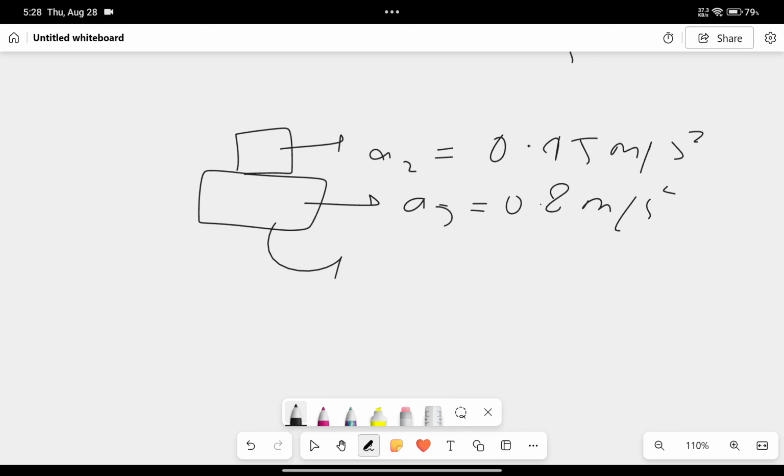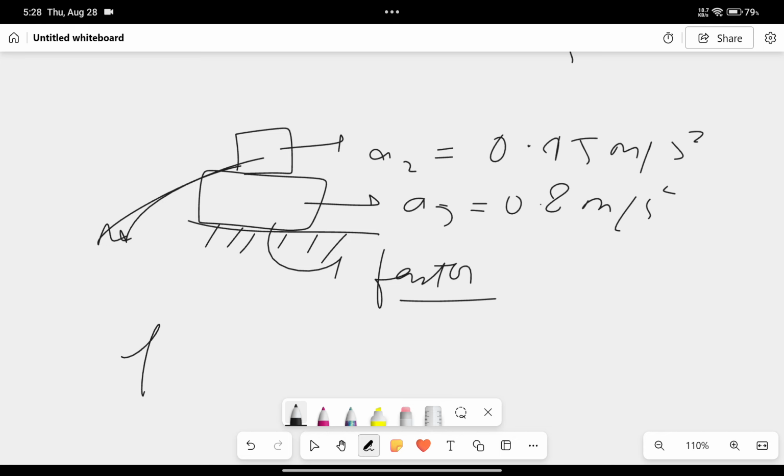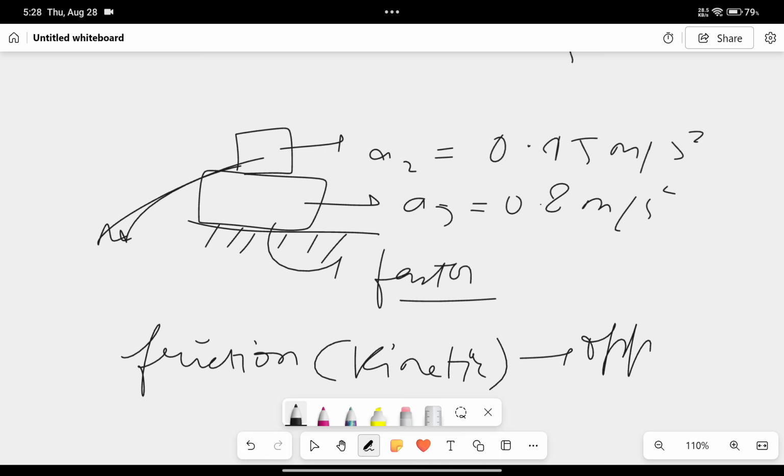What does this mean? This means that this block is moving faster. It means that the block of 2 kg will fall behind the block of 5 kg. It will move faster. So if it is moving faster, what does this mean? And you also have to understand the friction, essentially the kinetic friction which we are talking about here, actually opposes motion, right? Kinetic friction always and always opposes motion.